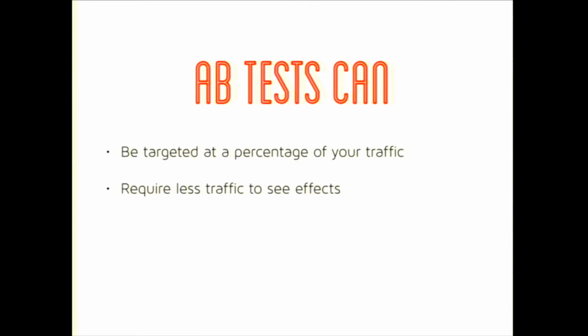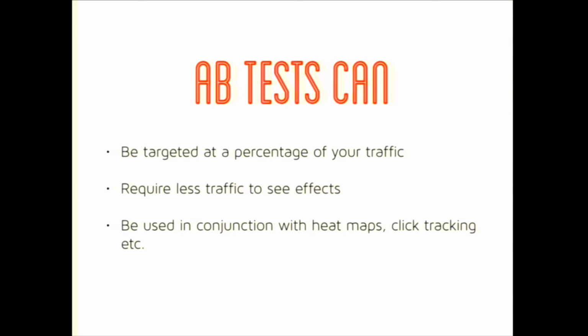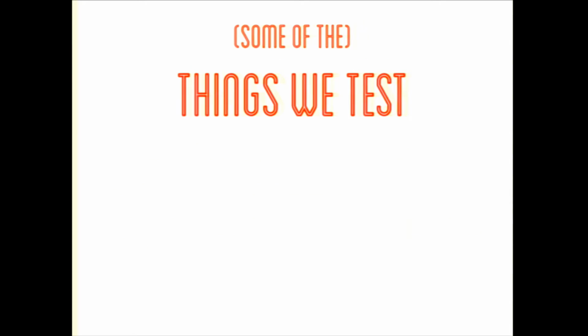You can require less change to actually see the effect. So again, when you're splitting up your traffic against your control and your variant, your alternative, rather than having to just switch all of your traffic to the alternative, you can just say, all right, fine, with half of the traffic I have, I can see the actual impact of my change. And then, of course, you can use A/B tests in conjunction with heat maps and click tracking to see the behavior of your user with both your old version and your new version. So some of the things that we test at my company are actually button sizes.